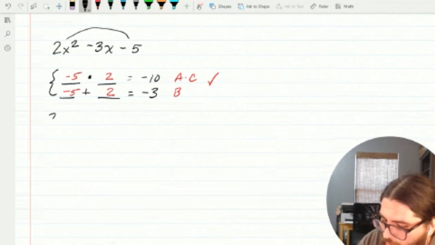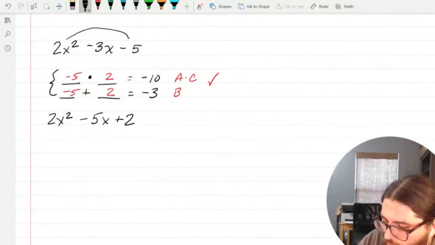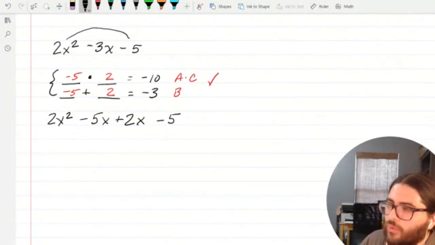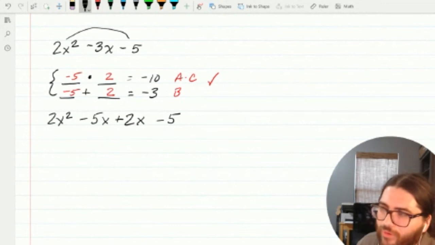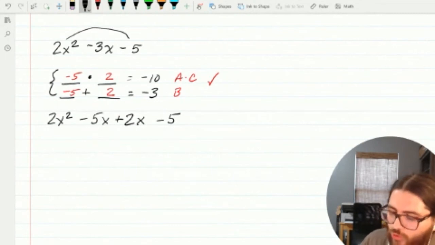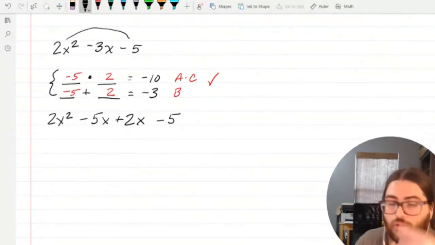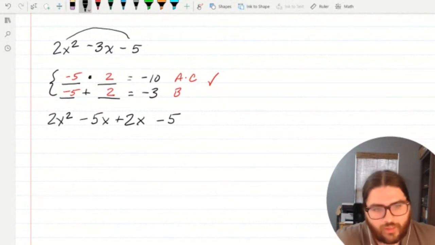I'm going to take my original problem, 2x squared minus 5x plus 2x minus 5. And I know what you're thinking. Professor, I see there were two 2's and two 5's. Why didn't you put the 2 with the 2 and the 5 with the 5? Why don't you do 2x squared plus 2x minus 5x minus 5? You could have done it that way. A lot of students will choose to do it that way.